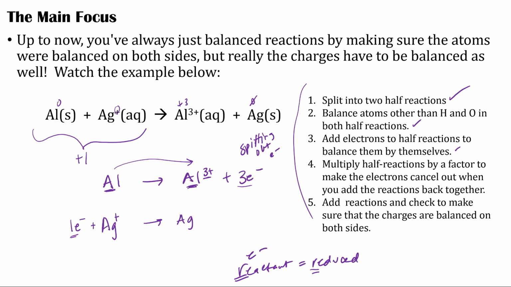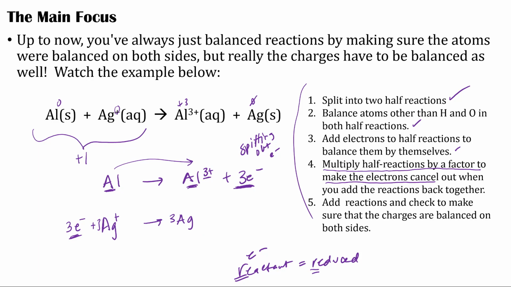All right, so now if I spit out 3 electrons, the bottom half reaction, the silver half reaction, will have to happen 3 times. And so that's what this means. Multiply half reactions by a factor to make the electrons cancel out. So if I have 3 electrons leaving aluminum, then 3 electrons have to be taken in here. But since it's balanced, I have to put that 3 to the whole reaction. So that means that I would write it 3 electrons plus 3 silver ions gives me 3 silver atoms.